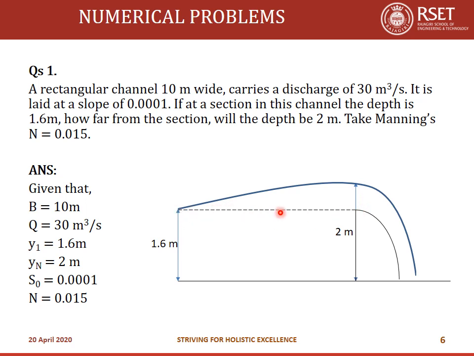You're supposed to find out the length between these two. Now how do you find it out? You will break it up into small steps. You'll take 1.7 meter, then 1.8 meter, then 1.9 meter, like that, and you will calculate small delta x's, and finally add them up together to get the total delta x. That's what you're going to find out, the total x.